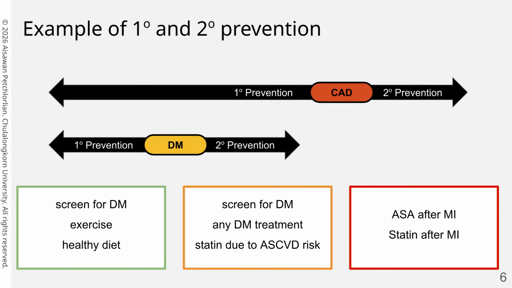Here, we see examples of primary and secondary prevention using diabetes mellitus and coronary artery disease as models. Surely, anyone would say that a healthy lifestyle is primary prevention for both conditions. But taking medication for diabetes would be considered secondary prevention for DM, but primary prevention of coronary disease. So, one measure can be primary, secondary, or tertiary prevention, depending on the disease we are looking at.